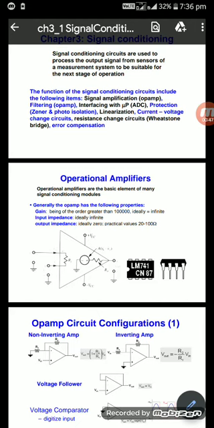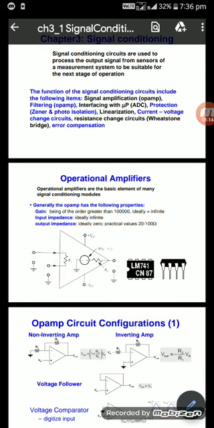Conditioning circuits are used to produce output signals from sensors of a measurement system, which can be suitable for the next stage of the operations. Next stage of the operation means when we give an input, after that we have to find some output. So the output of the sensor is the input. Next, anything we have to measure depending upon applications is called the output.